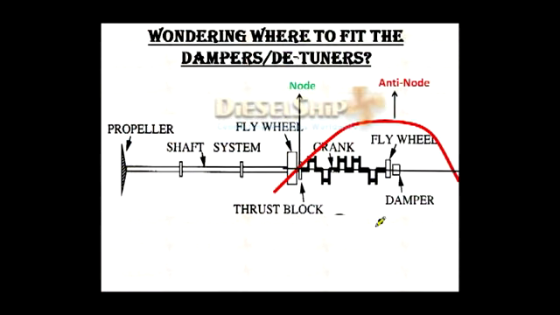But you must be wondering where to fit the dampers and detuners. Let's see the shafting diagram once again. As you can see, the vibration curve over here with the red line, the thrust block is located at the node or near node. In the same manner, the vibration curve goes up like this, and the damper is fitted at the antinode or near antinodal point wherever possible.